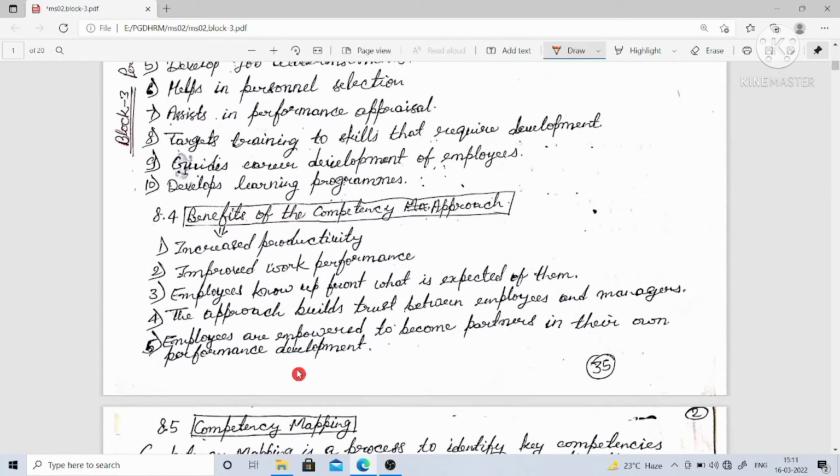Then here are given the benefits of the competency approach. First benefit given, increased productivity. Second, improved work performance. Third, employees know upfront what is expected of them. Fourth, the approach builds trust between employees and managers. And fifth, employees are empowered to become partners in their own performance development.